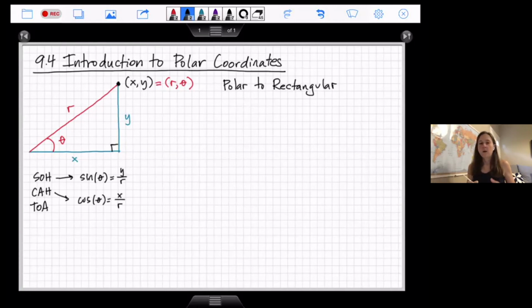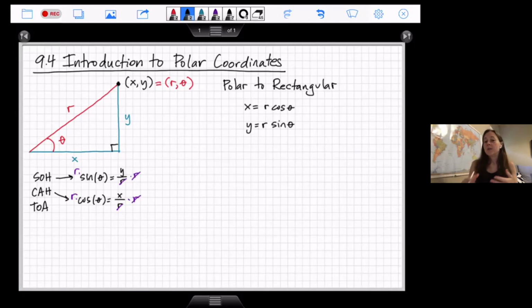All right, so I'm just going to multiply both sides of those relationships by r to cancel this out, and that's going to give us a formula for x and y. So I'm going to put that over here. X is equal to r cosine theta, and y is equal to r sine theta. Okay, so if you know r and theta, you can plug into those formulas to figure out x and y.